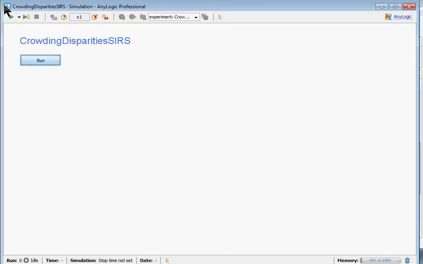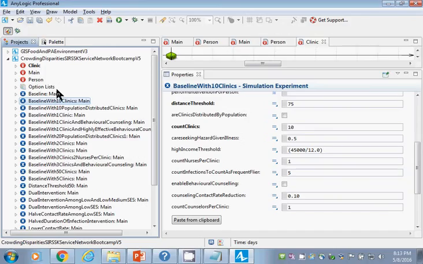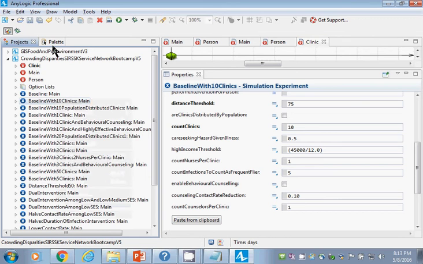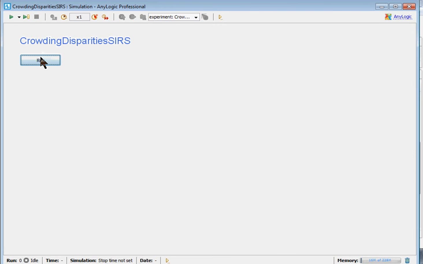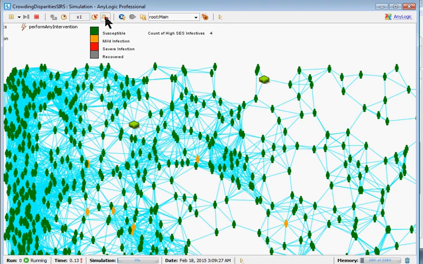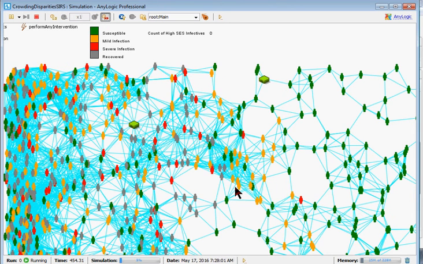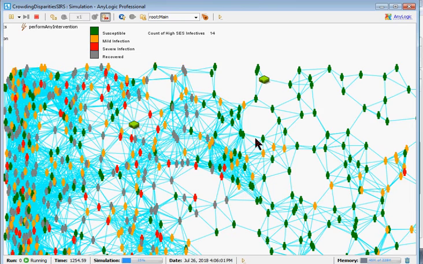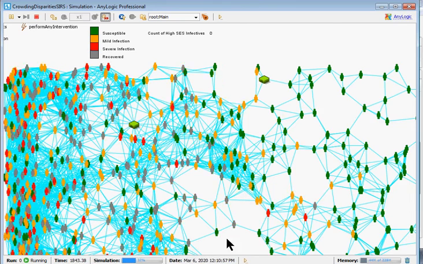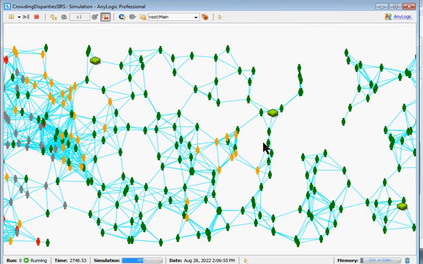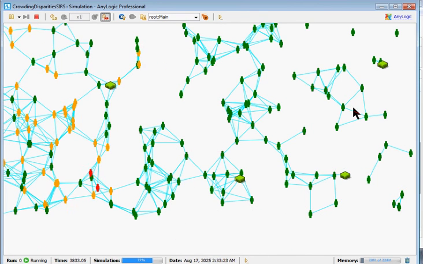Okay, so let me rehearse that again. You right click on this baseline with 10 clinics and say run, and we run. So you'll notice that there are these clinics around here, and the clinics are spread in many regions of the model, but are particularly distributed out here with higher income populations to the right.